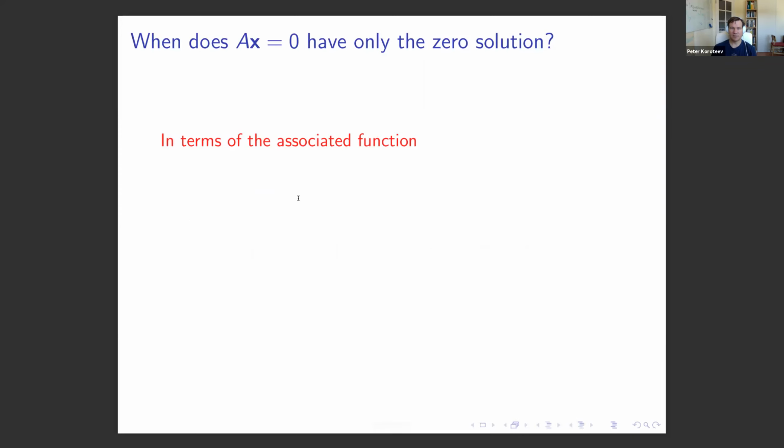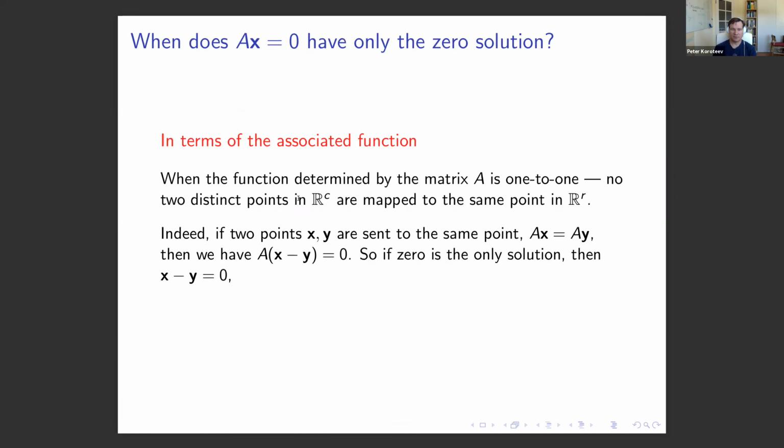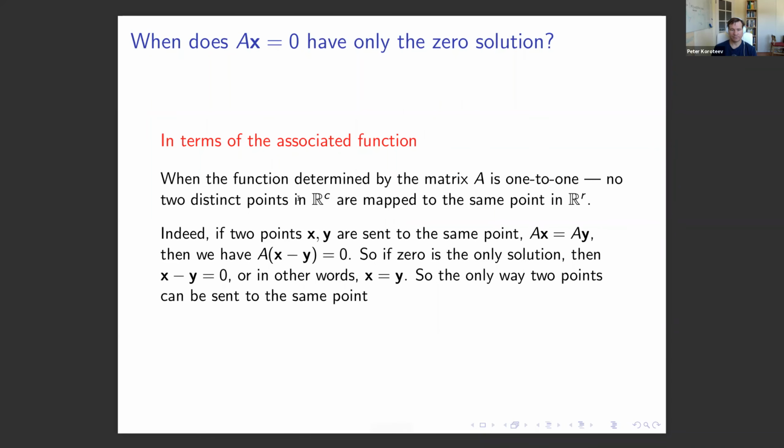Now, in terms of the associated function, this question can be addressed as: the function must be one-to-one, meaning that no two distinct points in RC are mapped to the same point in RR. So for every point in RC, there is one point in RR. Indeed, if two points x and y are sent to the same point, so AX is equal to AY, then we can use linearity to rewrite A(x minus y) equal to zero. Since zero is the only solution, x minus y is equal to zero, which means that these vectors are the same. That's a quick proof. So the only way two points can be sent to the same point is if they were the same to begin with.